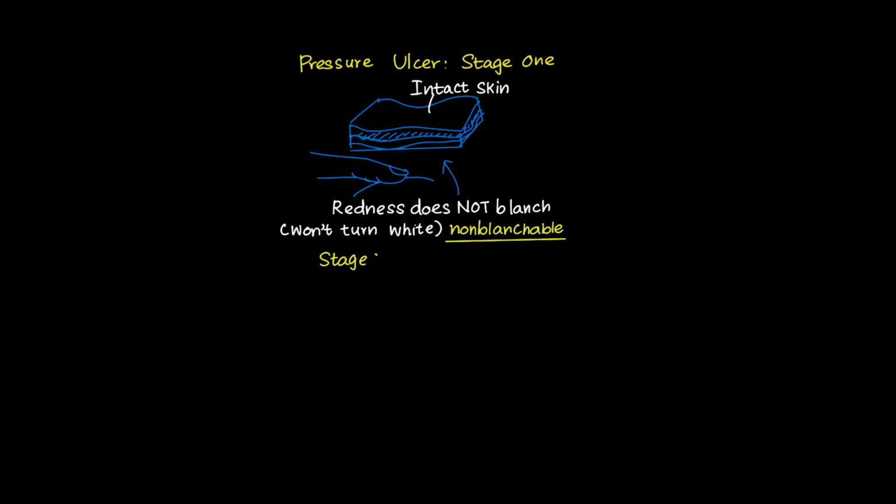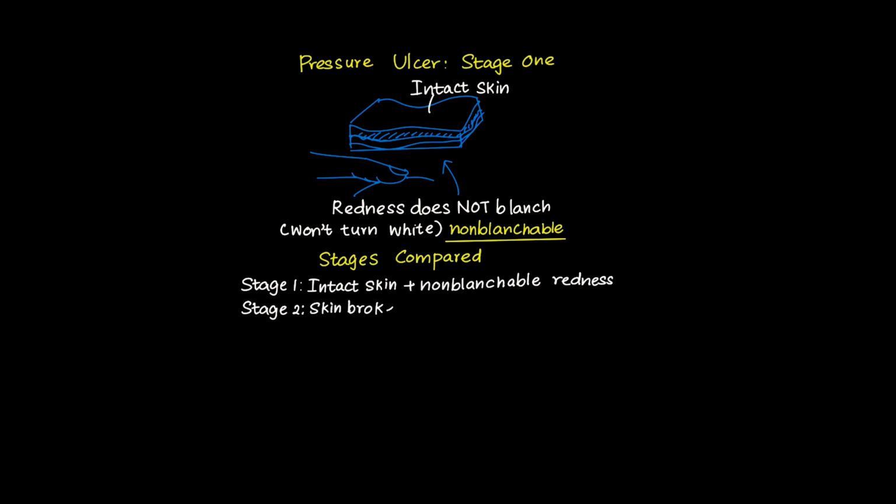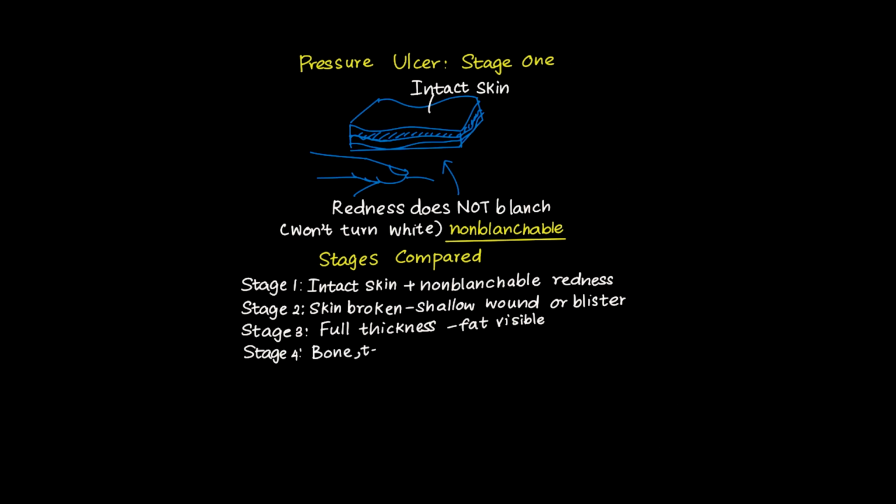Stage 2 involves partial thickness skin loss. You'd see a shallow open wound or a fluid-filled blister. The skin is broken. Stage 3 goes deeper. Full thickness tissue loss where you might see subcutaneous fat. Stage 4 is the worst. Exposed bone, tendon or muscle. The patient in this question has intact skin and non-blanchable redness and nothing else. That's stage 1, full stop.